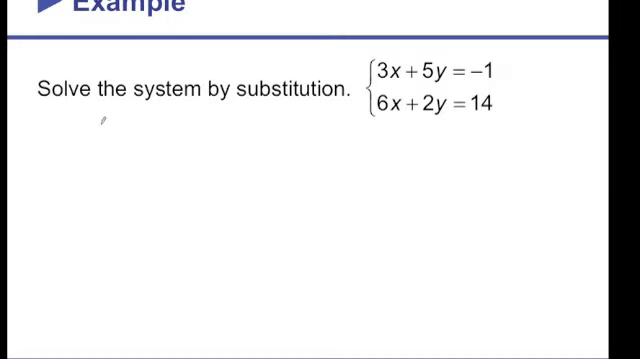So here's a system of equations to solve. I'm going to take the first equation and solve it, I believe, for x. So 3x plus 5y equals -1. 3x will equal -5y minus 1. And x will equal -5/3 y minus 1/3. So I've solved it for x.